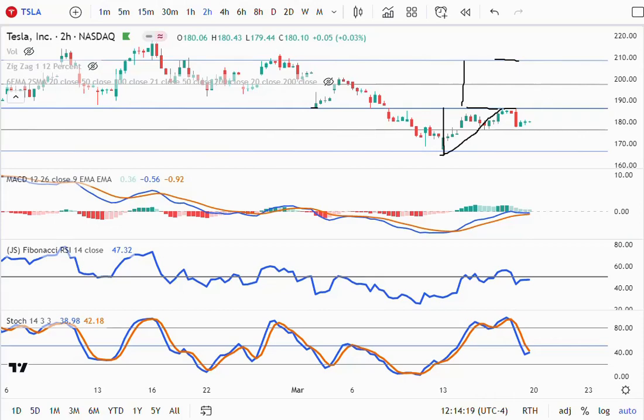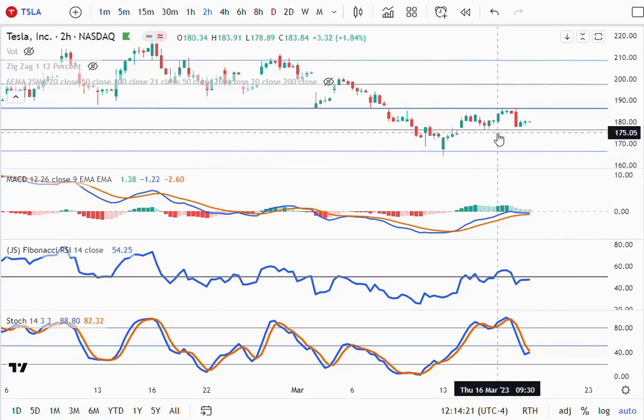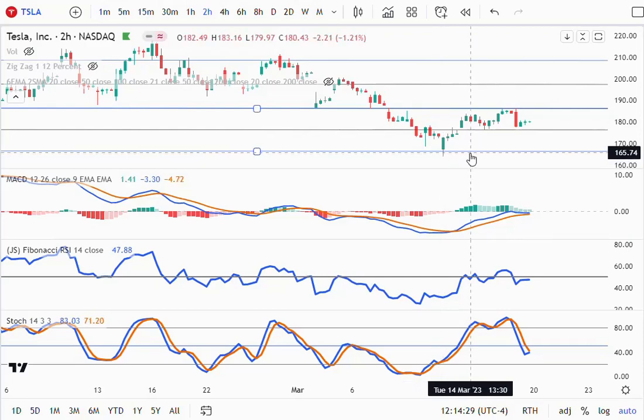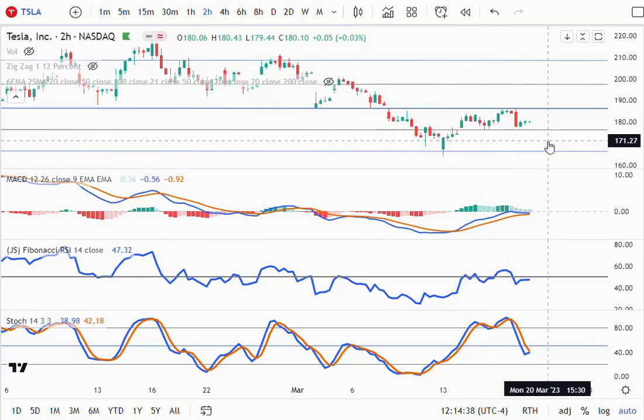And then what about the support levels? So the first level of support is right here, which is around 176. And if 176 is breached, then you're looking at the previous low again around 163, 164, 165 level. So those would be the levels I would be watching on Tesla.